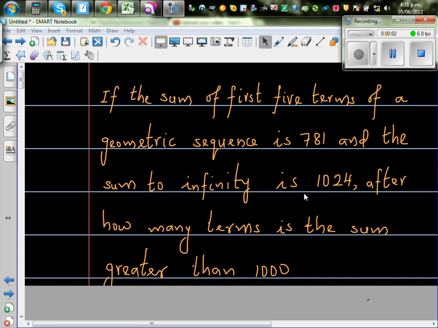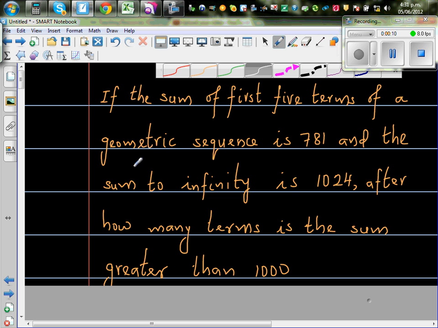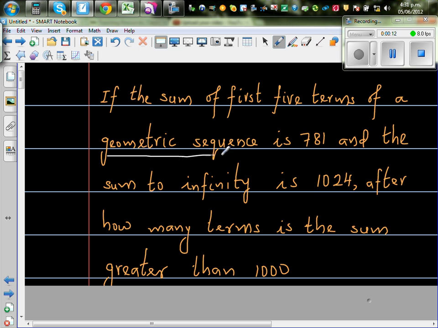Let's look at this problem. If the sum of the first five terms of a geometric sequence, so the keyword is geometric sequence here, is 781, and the sum to infinity is 1024, after how many terms is the sum greater than 1000?